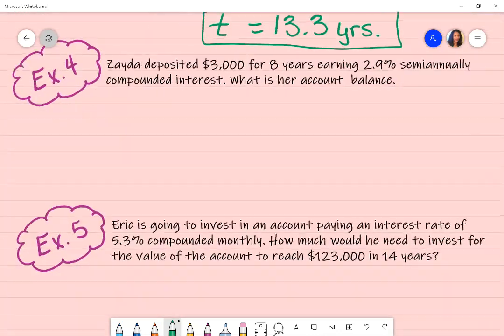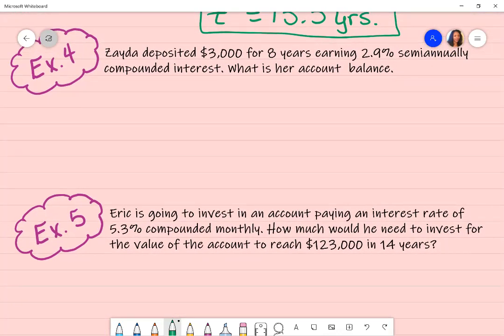Okay, example 4. Zeta deposited $3,000 for 8 years, earning 2.9% semi-annually compounded interest. What is her account balance? Well, this time we have the word semi-annually. So that means we're no longer using that continuously compounded interest formula. We're using a different formula.